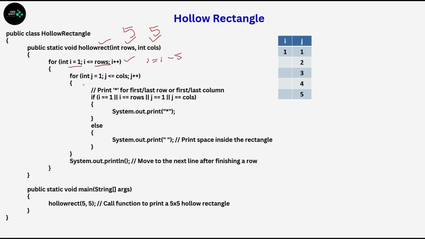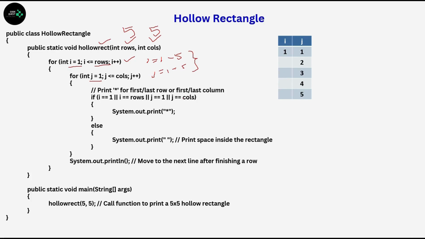Very similarly, the inner loop j also begins with 1 and goes up to 5. That is, j value will start with 1 and go up to 5. Now, as this is a nested loop, altogether we can say there will be 25 iterations.